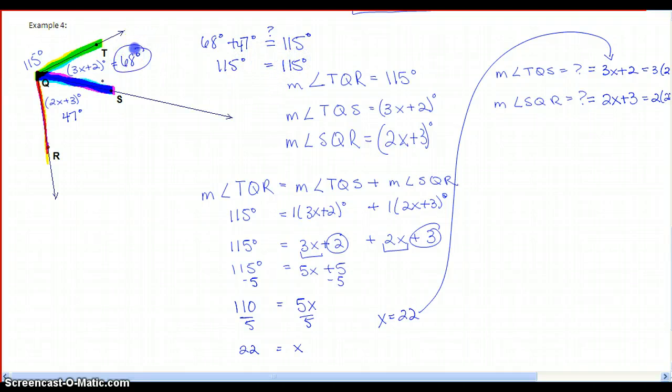So these are the measures of my angles, and I used the angle addition postulate. We're going to ask you to do a few more problems on a worksheet, and then you can turn those into the basket to review how to add angles.